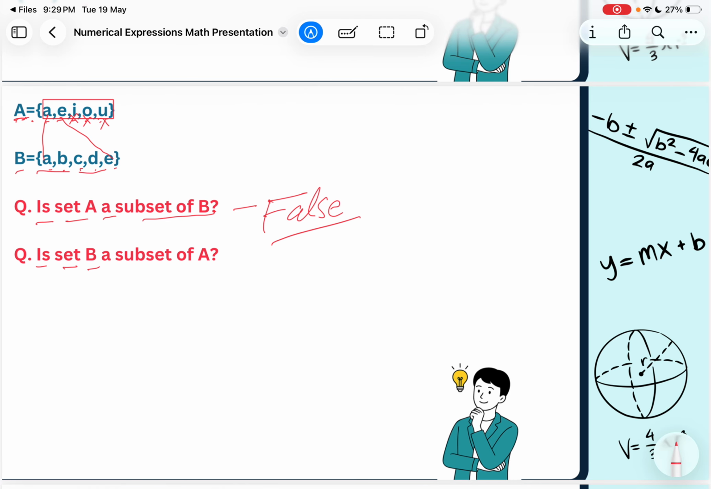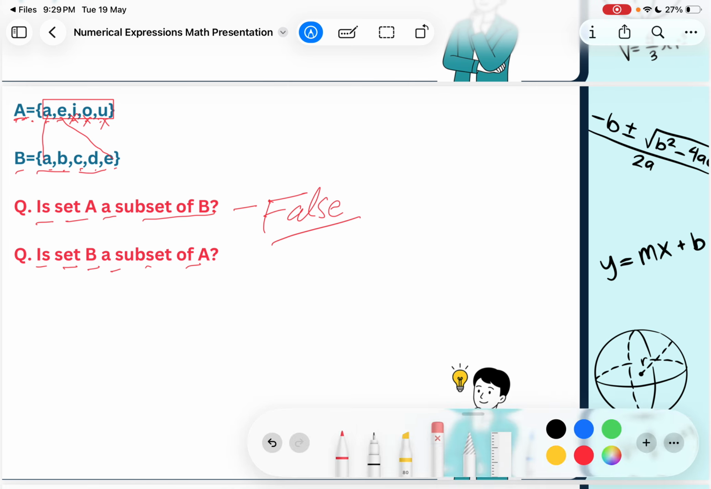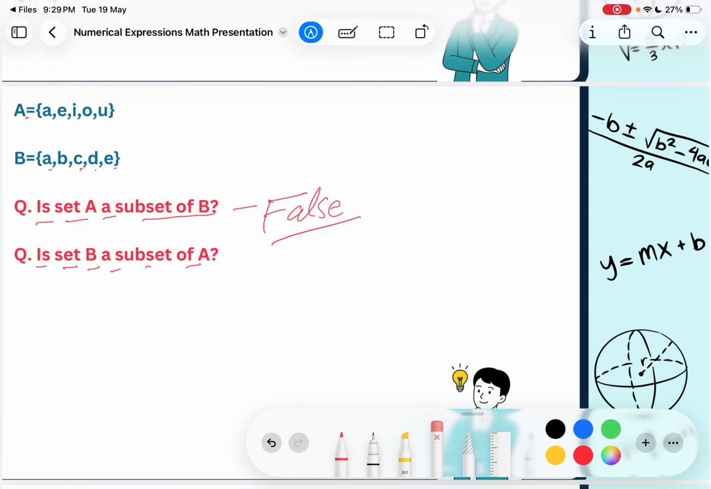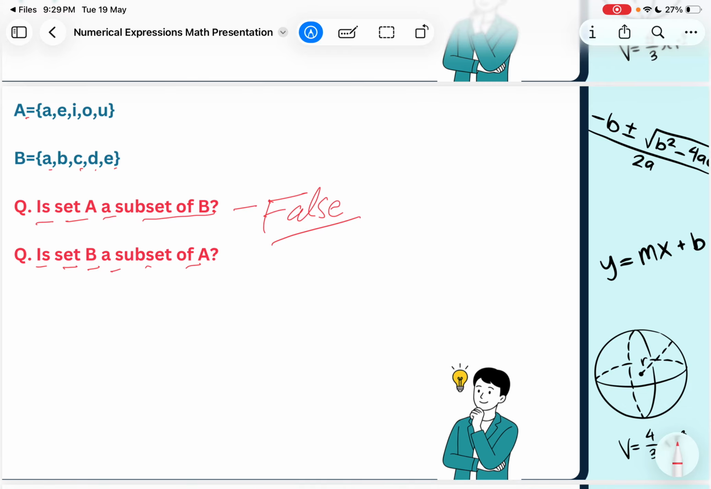Okay. Is set B a subset of A? Now it just reverses the question, asking us to check whether all the elements of B are also there in A. So here A is there, B is not there, C is not there, D is not there, E is here. So this is also false.